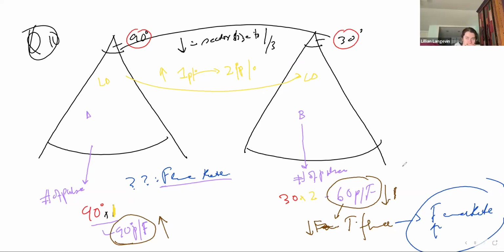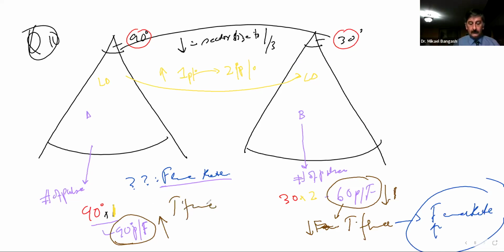But for the same question, if they asked what's going to be the effect upon your T frame by these changes, you'd say this frame here will have a lower T frame, and this frame here will have a greater T frame, primarily because of the greater number of pulses.